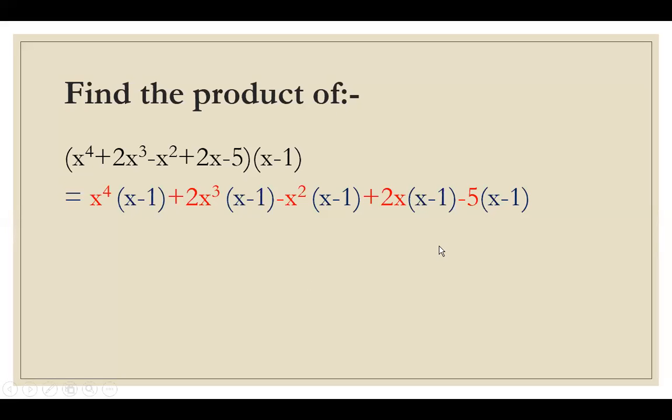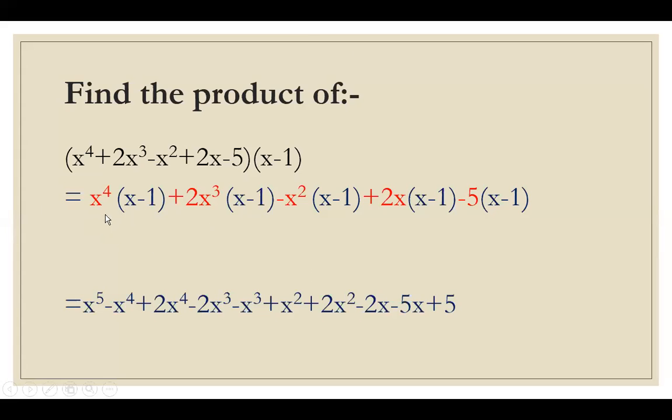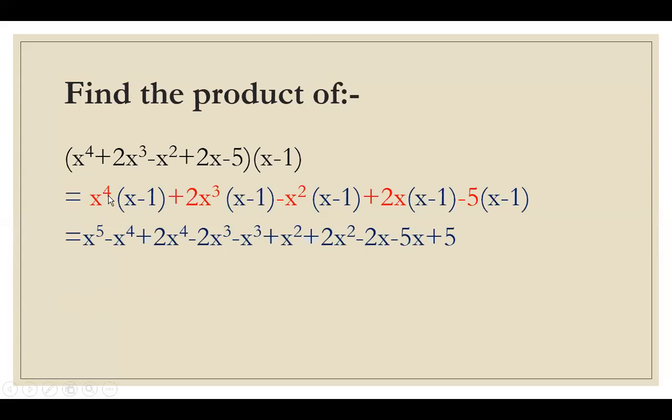Yes, student. Now x power 4 is going to be multiplied with this bracket. We get x power 5, minus x power 4, because 2 ones are 2. In the same way, x power 4 multiplied with 1 gives you the answer x power 4. Now the plus sign is copied here, then 2x cube is going to be multiplied with this x. We get 2x power 4. 2x cube ones are 2x cube.